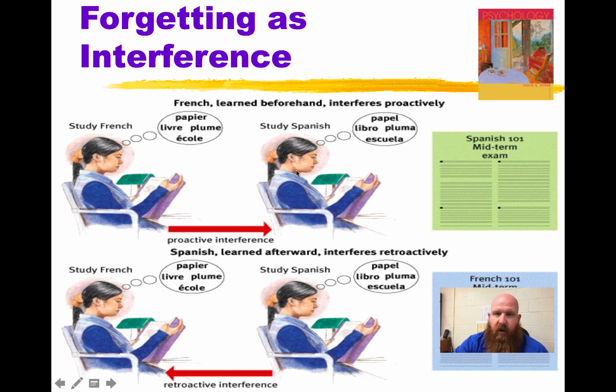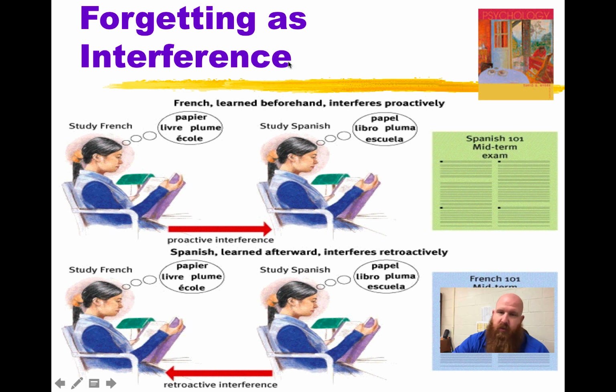And here are papier and papel, livre and libro, plume and pluma, école and escuela. These are all French and Spanish terms for the same things. So you can see how that would be an issue.